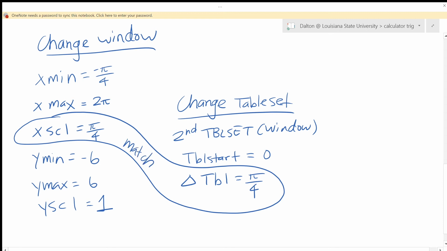Now, people have asked, oh, so I just need to remember what the window is and what the table set is and use this all the time. The answer to that is no. You need to make your window and your table set unique to whatever particular problem you're working on. It's all going to be dependent on the graph that is given, or the grid that's given to you, and what you need to see for that particular problem. So all of this is to just match the picture.